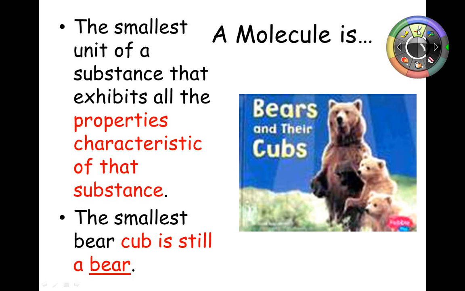So, look at this little guy here. It's still a bear. He has hair, fur, teeth, likes to eat trout, all the things that the big bear does. The difference is that he's just smaller. Okay? A molecule is a small version of that. He's a complex situation with more than one element put together. Same way here for the molecule.